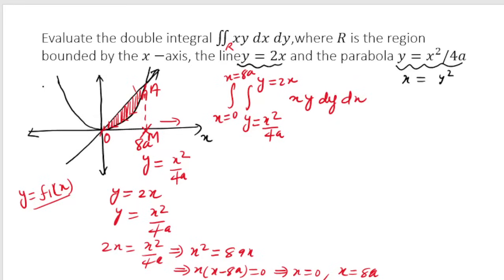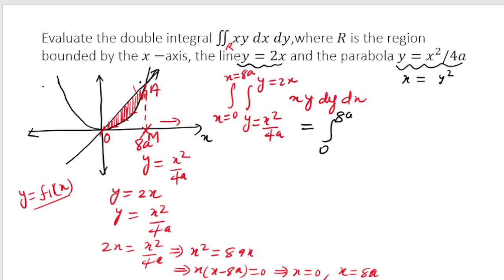I hope there is no doubt up to this. So once I have decided the limits, the next step is to evaluate it. And I think the evaluation part is not that difficult. So I'm changing the color, and I'm evaluating it. x is varying from 0 to 8a.